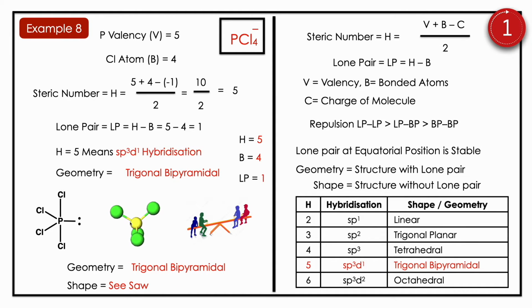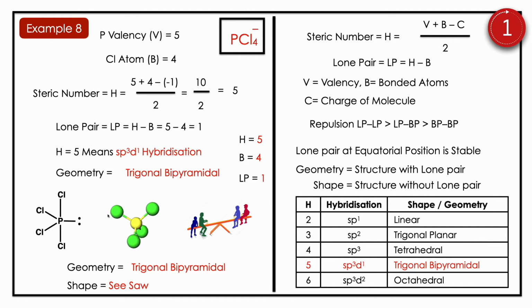Let us look at example 8. PCl4 minus. Phosphorus is the central metal atom. Valency is 5. Chlorine atoms are 4. If you substitute in the H, 5 plus 4 minus of minus 1, by 2. 10 divided by 2 gives 5. Lone pair will be H minus B, which is 5 minus 4 equals 1.